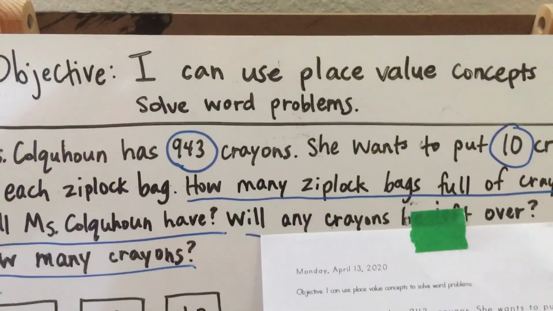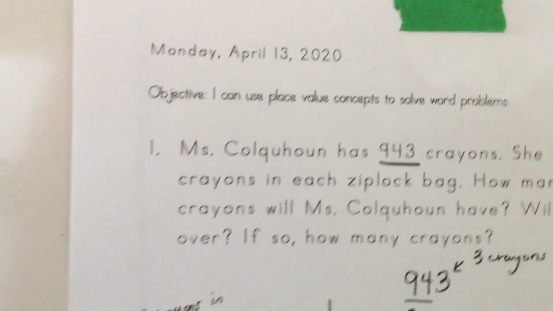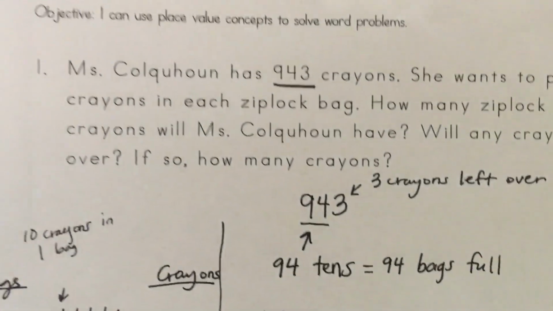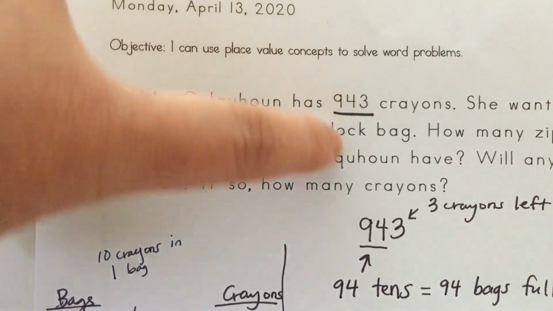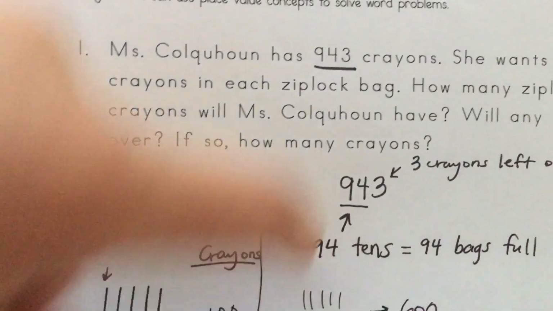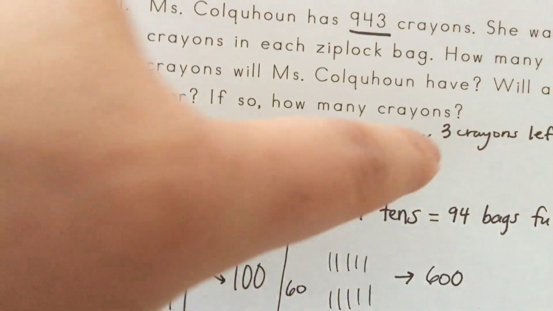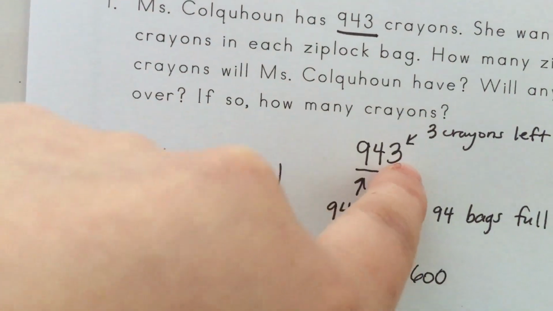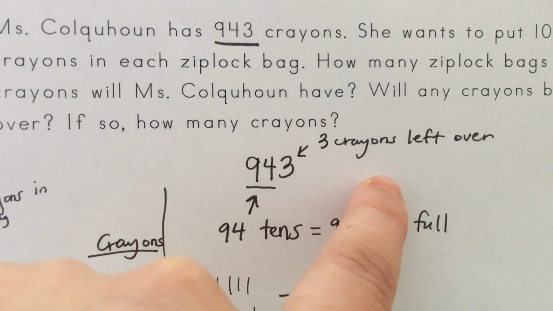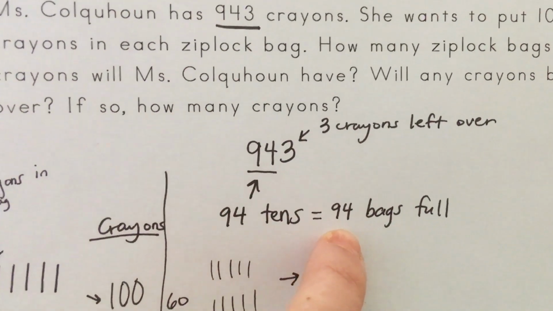is, the objective is using place value concepts to solve word problems. So I was looking closely at the number 943. Knowing place value, 943 means there are 94 tens in the number. If I block out the ones, that'd be 94 tens. So I'd have 3 ones and 94 tens. If I have 3 ones, that tells me that there's 3 crayons left over. If I have 94 tens, that means that there's going to be 94 bags full of crayons.